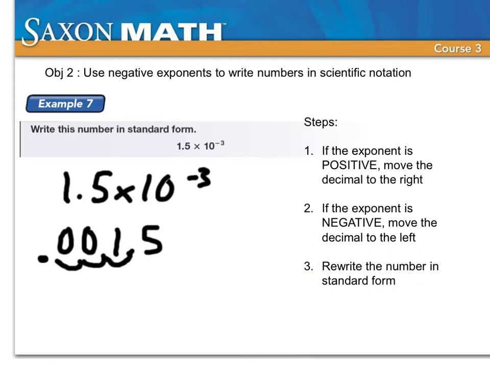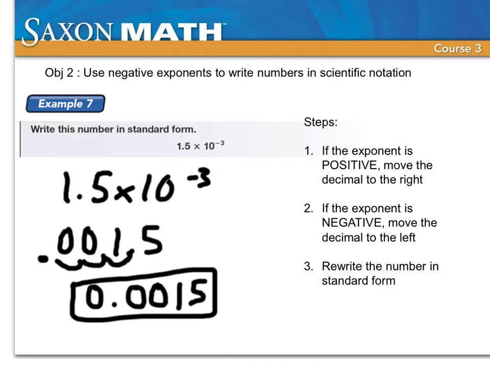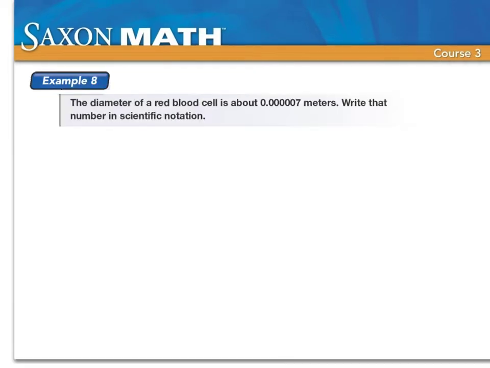Then step 3 is to rewrite this number in standard form. So I'm going to put 0.0015. Okay, and I like to throw zeros out in front here, so 0.0015. Okay, and that's how we write numbers in scientific notation with negative exponents. Let's go on to the next example.